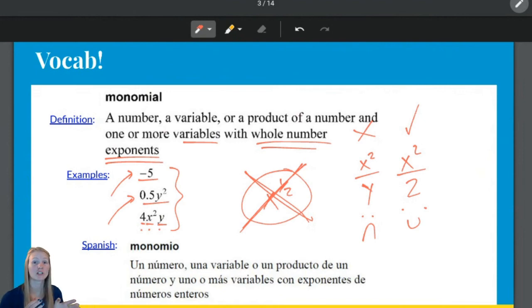And you actually don't even need a number in order for this to be a monomial. What if I just have y squared? Well, that's like 1 times y squared, so y squared is still a monomial as well.